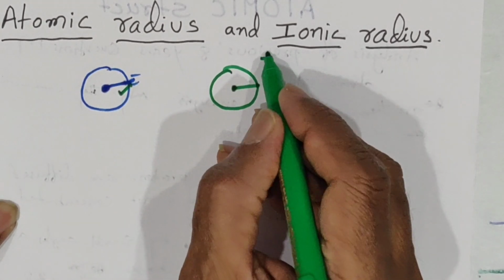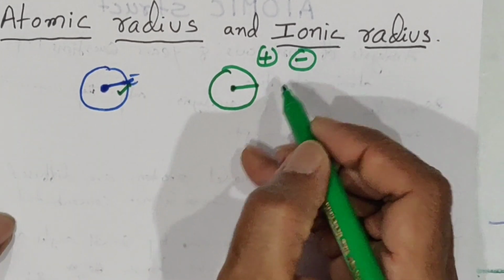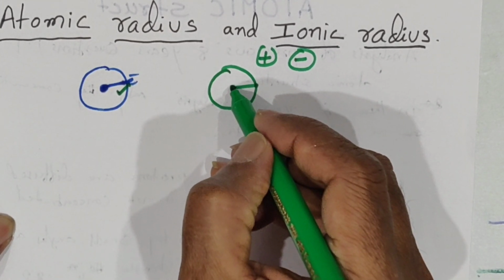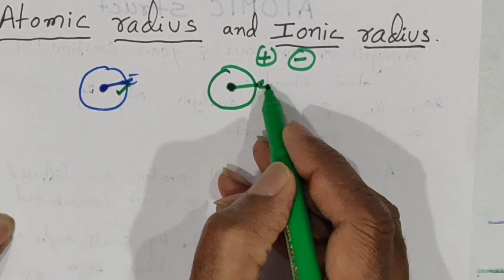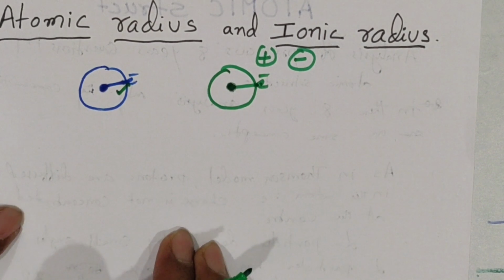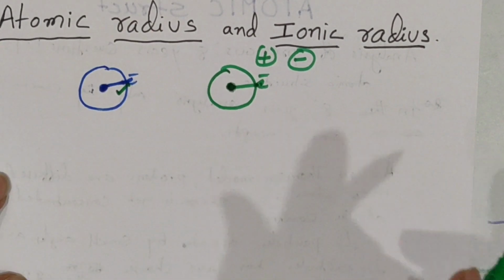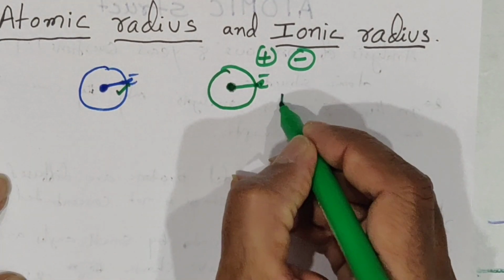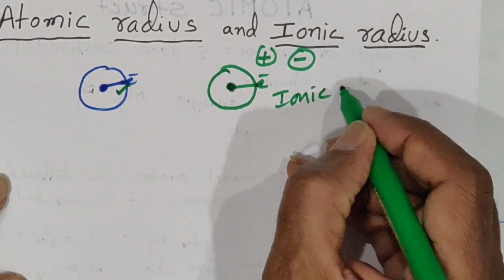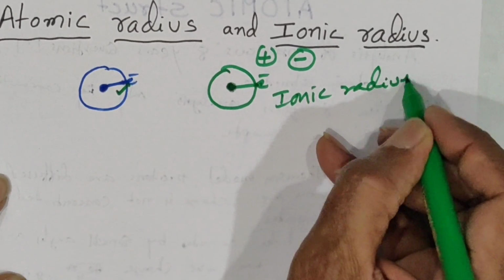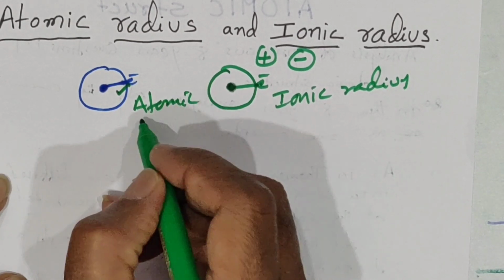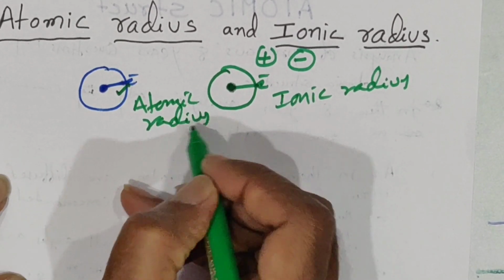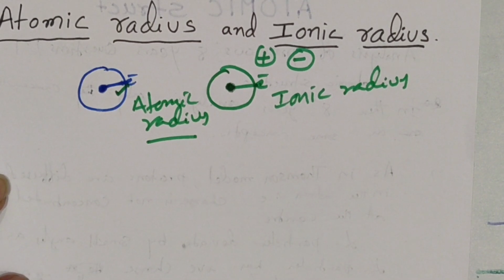Both apply to a positive ion or a negative ion. Here the same definition applies: the distance between the nucleus and the valence shell electron, right? That distance is known as ionic radius for an ion, and for an atom it is atomic radius, right? So this is the simple definition.